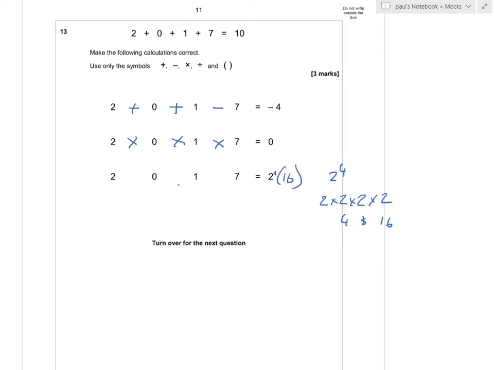Brackets. 2 sevens. No, 2 eights. 2 eights are 16. So 1 plus 7 and 2 plus 0, and then put some brackets and then multiply. Yeah, so that's 8 times 2 is 16.